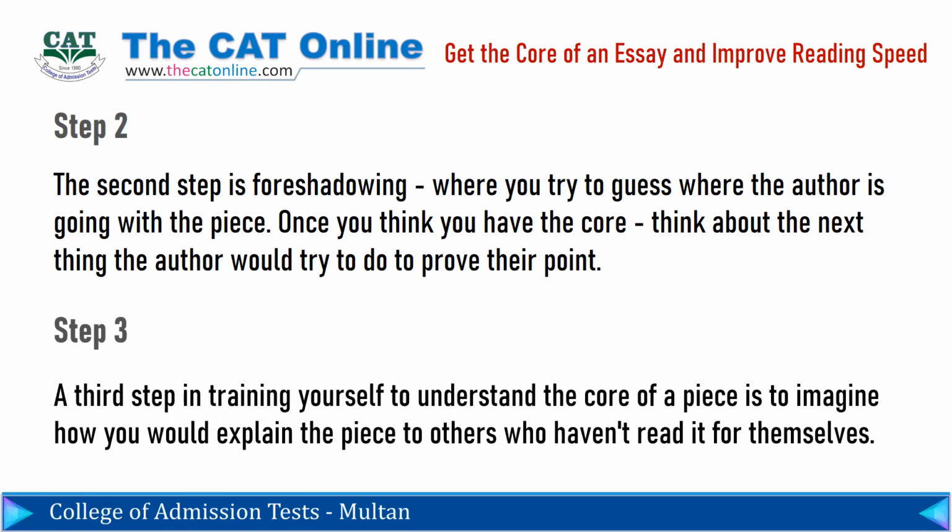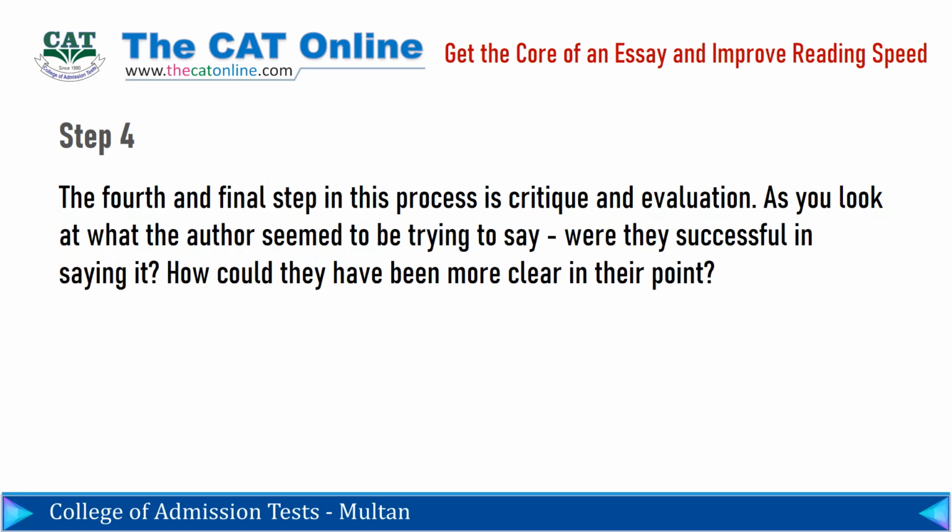Step 3. A third step in training yourself to understand the core of a piece is to imagine how you would explain the piece to others who haven't read it for themselves. How would you describe the piece if you had half the space the author took in the original writing? Now, how would you describe it using 1/3 of the space? Next, go for 1/4 of the space. Your next challenge is describing the piece in 4 sentences. Your final challenge is to describe the piece in 1 sentence.